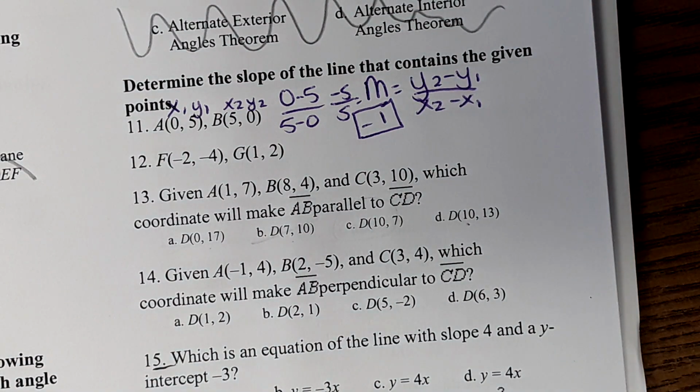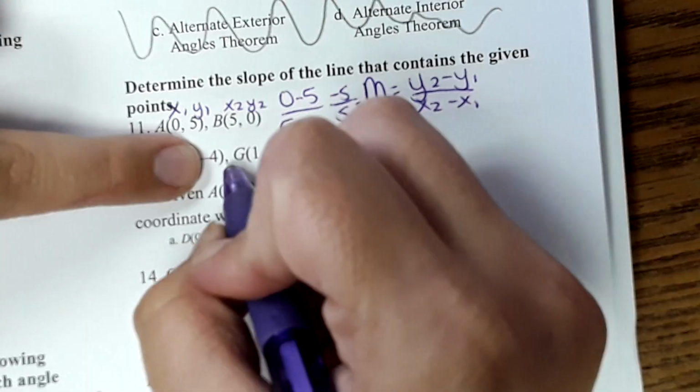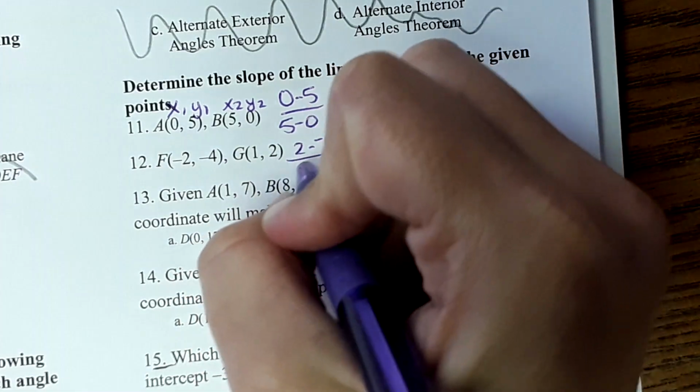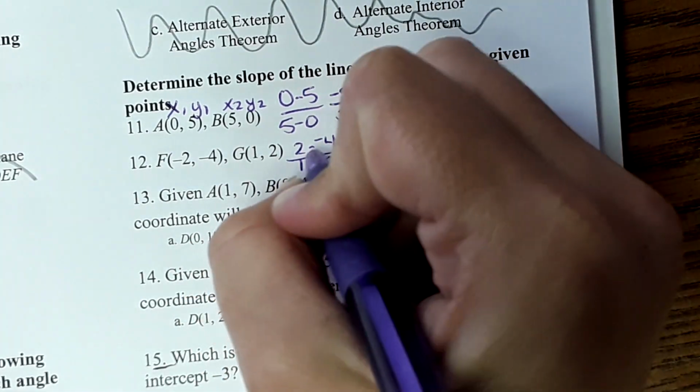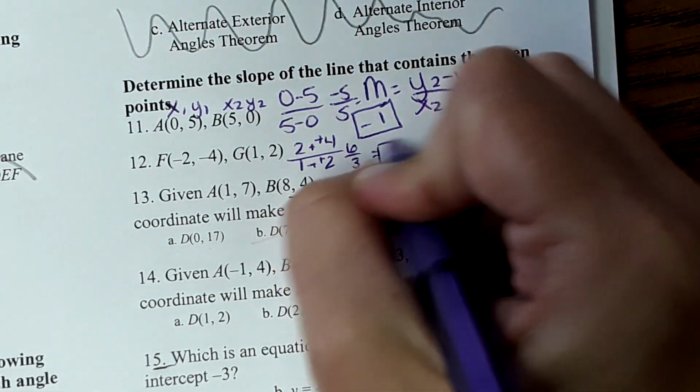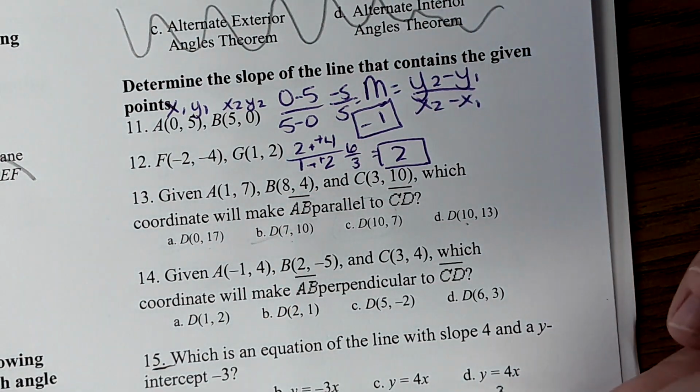And then we'll repeat that same process with the next set of points. 2 minus negative 4 over 1 minus negative 2. So I get 6 over 3, which equals 2. So the slope for number 12 is 2. And again, it'll be multiple choice.